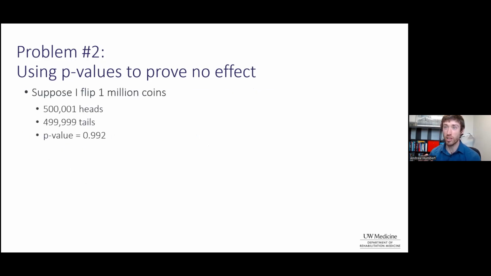So here, suppose I flip 1,000,000 coins. We're really upping the game here. And I got 500,001 heads versus 499,999 tails. A p-value of 0.992. So now the question is, how many people would be willing to say this is a fair coin? And I think a lot more people would be willing to say, yeah, I think that coin is fair. There's a lot of data, 500,001 versus 499,999. Those values are pretty close. And the p-value is 0.992. Are these coins fair? Again, I think more people would say yes here.